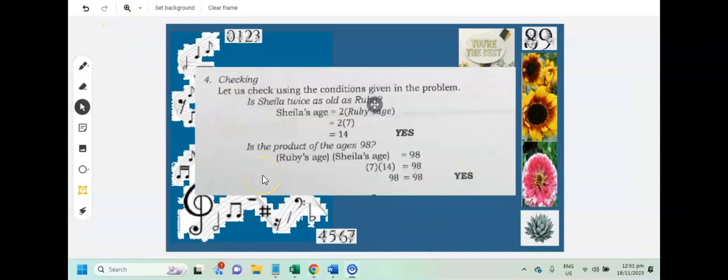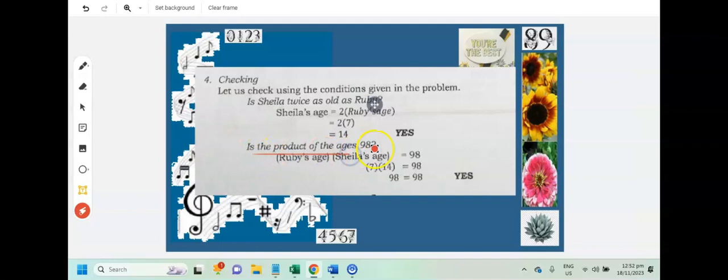Right, karon for the checking part. So let us check using the conditions given in the problem. Is Sheila twice as old as Ruby? So we have this equation. Sheila's age is equal to 2 times Ruby's age. And then substitute Ruby's age, which is 7. Then compute 2 times 7 is 14. So yes, Sheila is twice as old as Ruby.